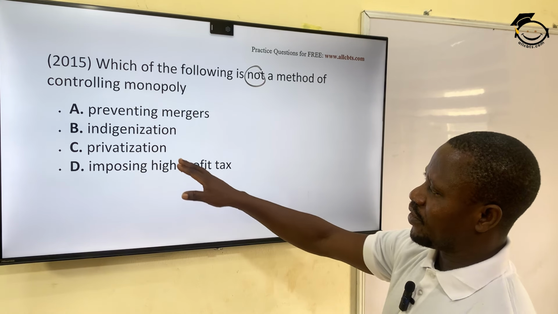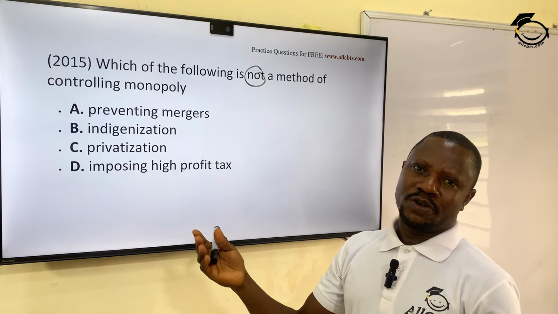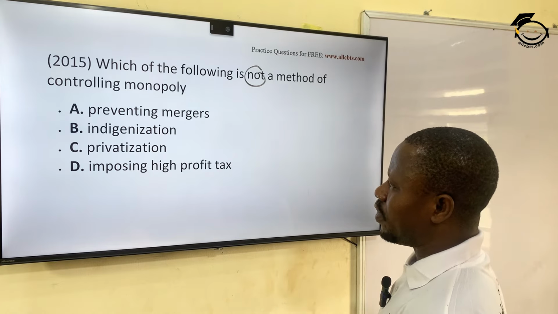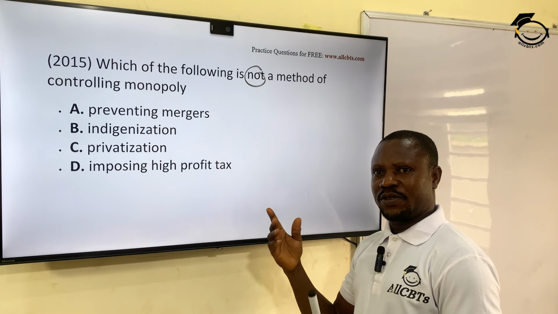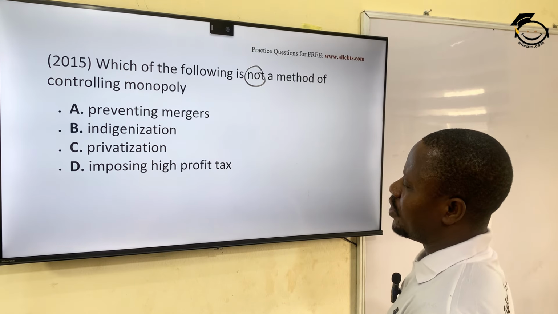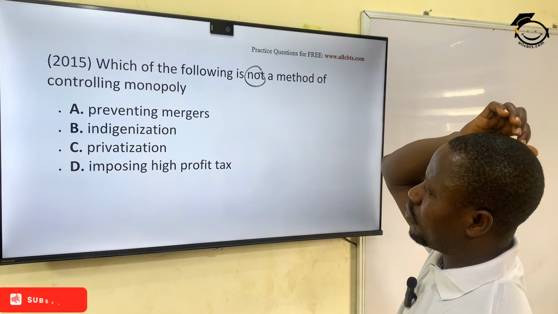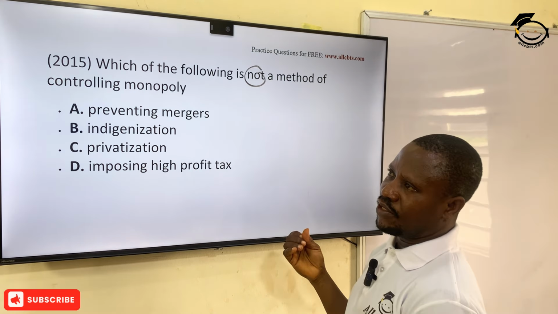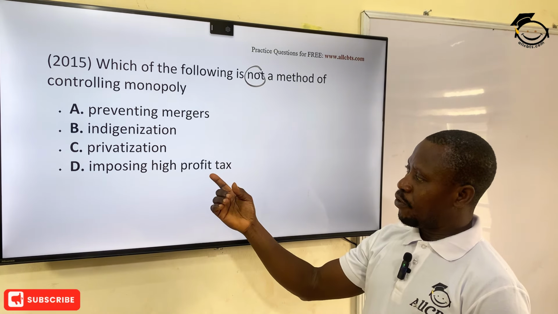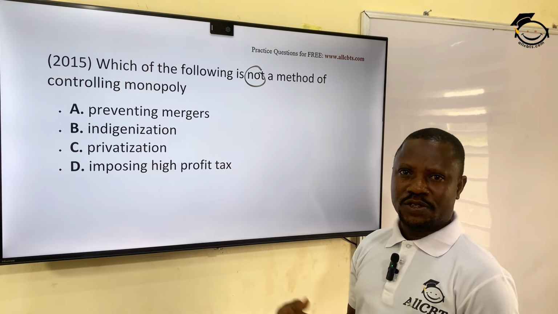Okay? Privatization. When you privatize, eventually you are going to open doors for what? For monopoly, and then imposing high profit tax. If you impose tax on them, eventually they will pass it directly back to what? To the consumer indirectly. Okay? So which of the following is not a method of controlling monopoly? It is indigenization. Indigenization is not controlling monopoly. This high profit tax is a way of curtailing the excesses of monopoly, but indigenization is not.